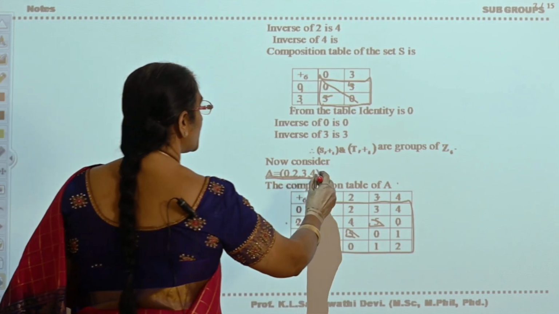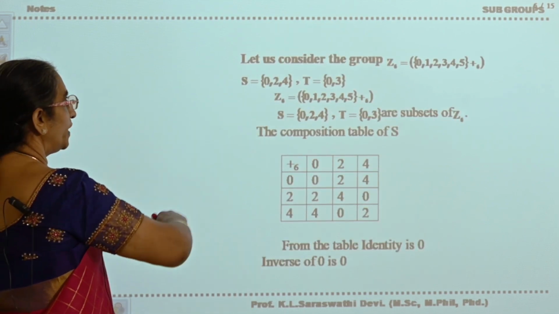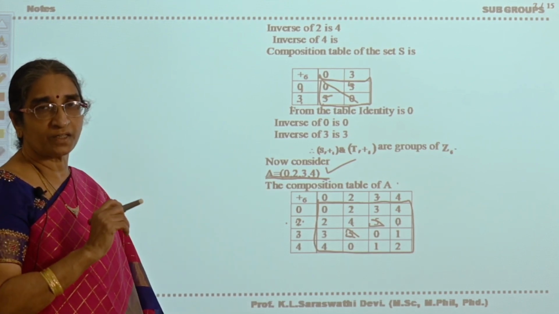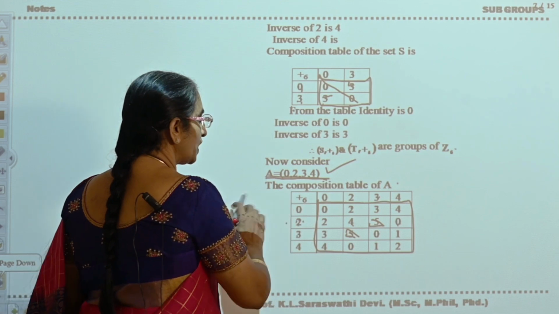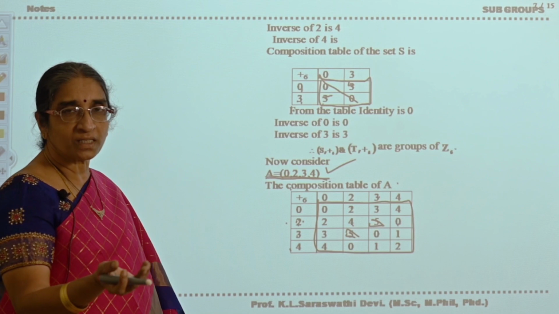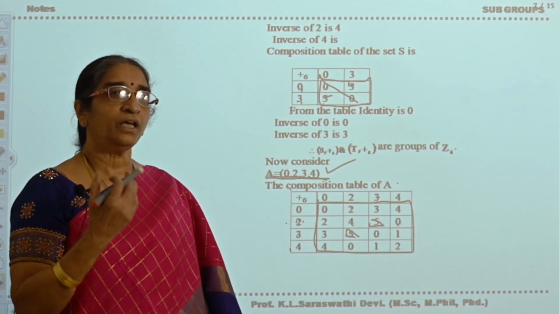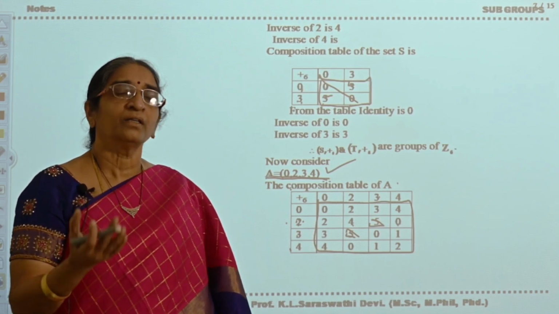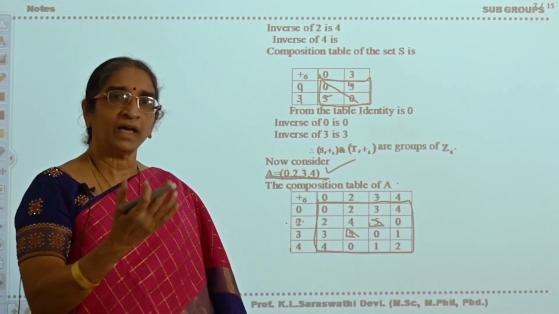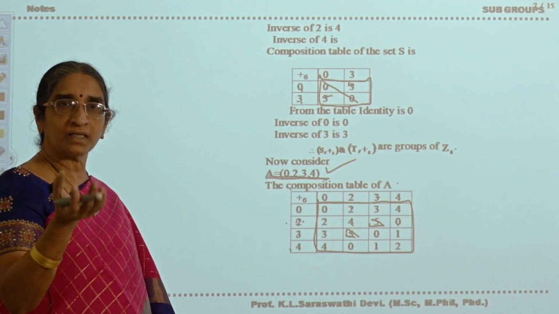But A is a subset of Z6, is it or not? Z6 is 0, 1, 2, 3, 4, 5, and A is 0, 2, 3, 4. It is a subset of Z6. But with respect to modulo 6, it is not a group. Therefore, A will be a complex, that means a non-empty subset, but it is not a group with respect to the operator of Z6. If it becomes a group like S and T, then it will be a subgroup. Is the difference between a complex and a subgroup clear?